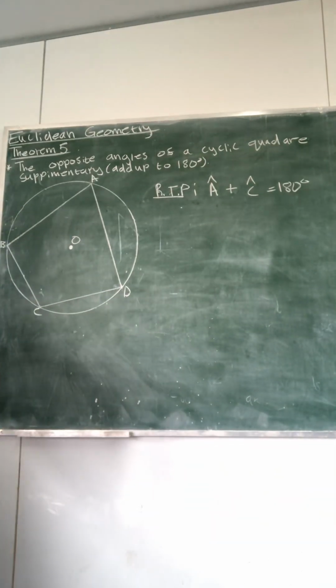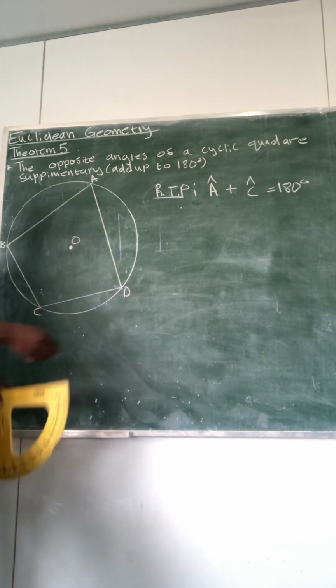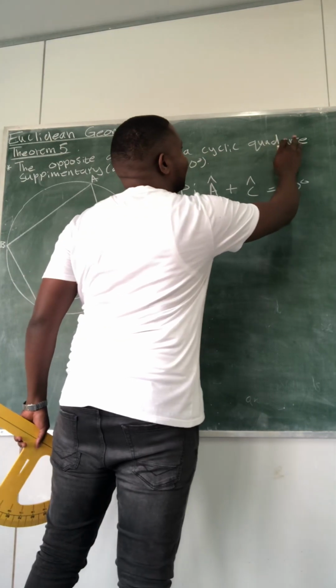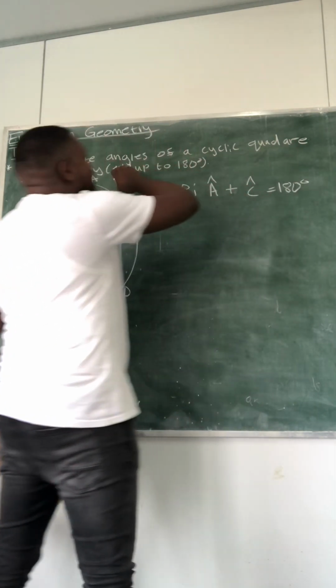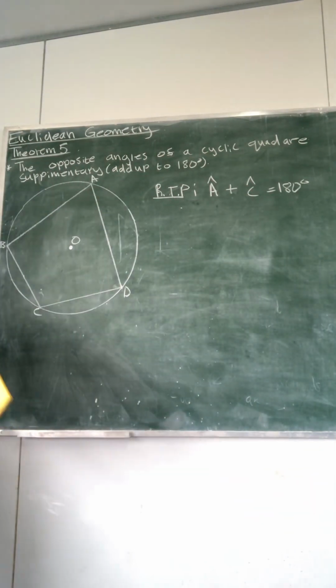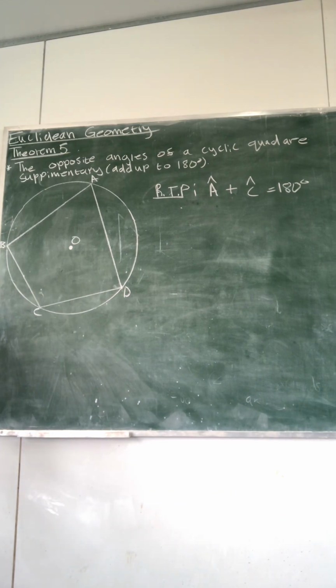Okay. So, theorem number 5, the opposite angles of a cyclic quadrilateral. The opposite angles of a cyclic quad are supplementary, meaning they add up to what? 180 degrees. I thought I wrote quadrilateral, but I wrote quad. Okay? So now, firstly, what is a cyclic quad?